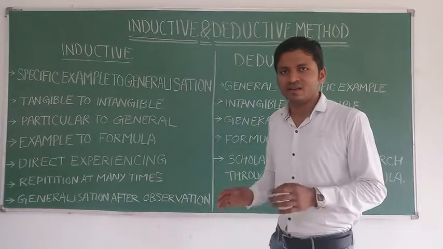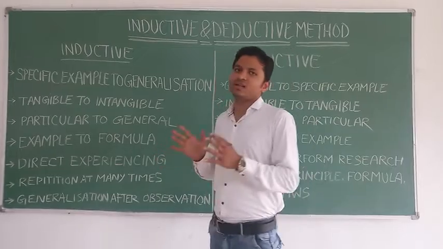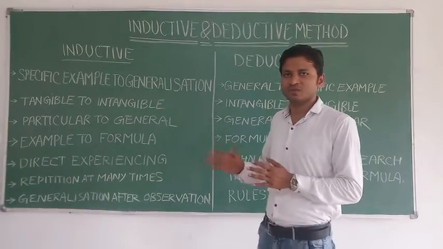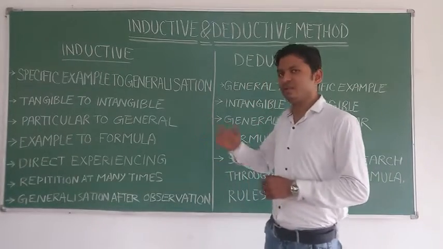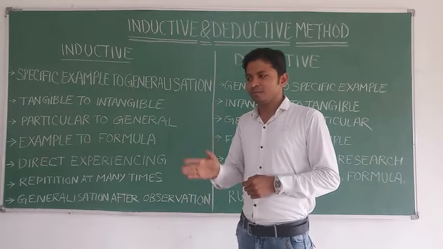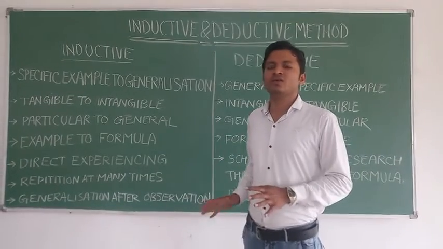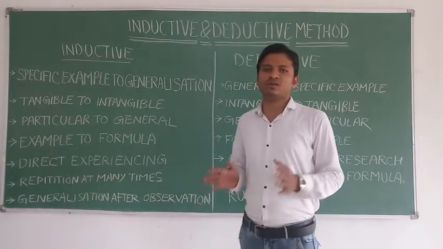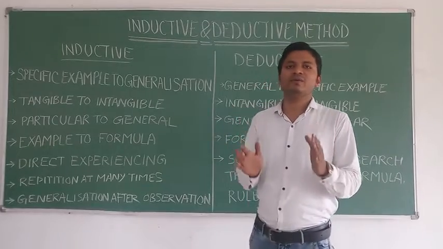Try to understand. He made an intangible theory out of a study of tangible and observable examples. That is the process in the inductive method. Next is particular to general. In the inductive method, we go from particular things, particular people, particular respondents to a generalization for all the society, or for some particular group or some particular sect or some particular caste or some particular tribe or some particular area.